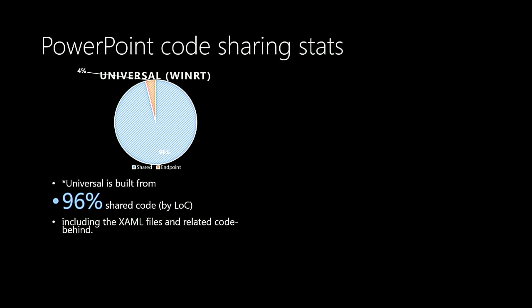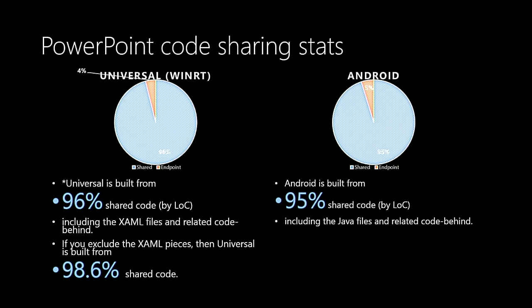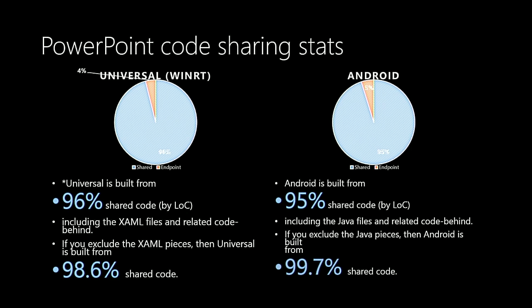And those 4% are basically XAML files, because we build WinRT UI using XAML and UI-specific C++ code. If you exclude XAML, it's actually 98.6%. If you look at Android, 95% is shared, 5% is Java. And actually, when we looked at why it's higher than for Windows, we've learned a few things with our codegen tools that we generate for UI, where we generate code for UI bindings, where we just generate too much code. We think that we can make it even better.